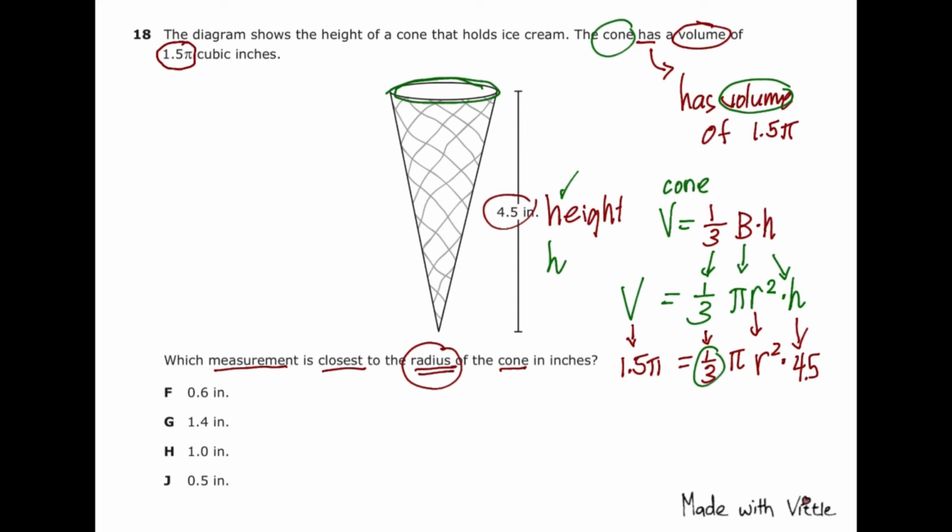Now think. You can multiply the 1/3 and the 4.5. These are all multiplication on this side, so multiply the ones that you can multiply. 1/3 times 4.5 is 1.5.